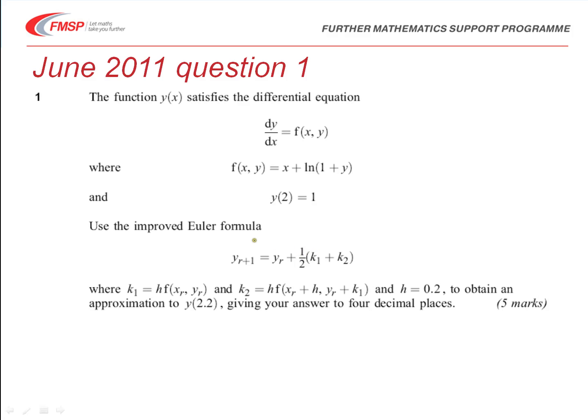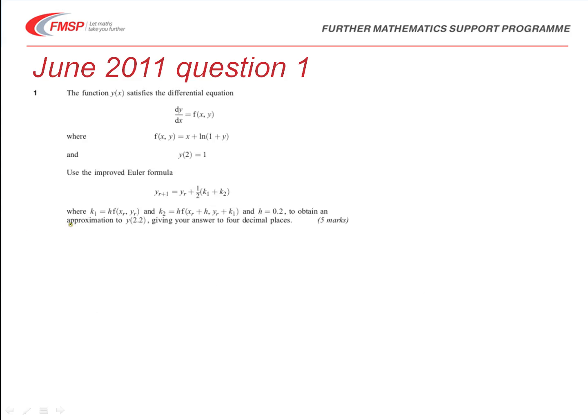As you can see in this particular question, the method that we're expected to use is the improved Euler formula, and the formula itself is defined not just in the formula booklet but is given in the question, as is usually the case. We're starting with x as 2 and y as 1, with a step length h of 0.2, and we're being asked to find the y value when x is 2.2. So we're only doing one iteration to obtain the answer we require.